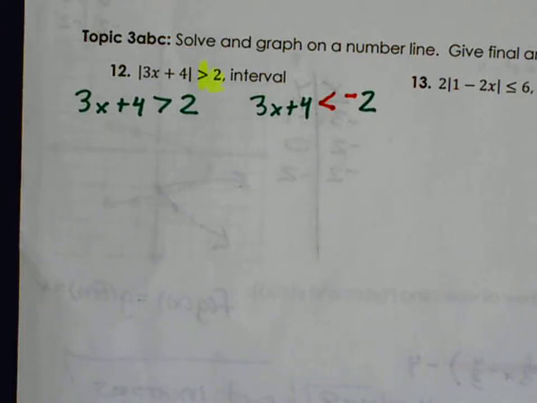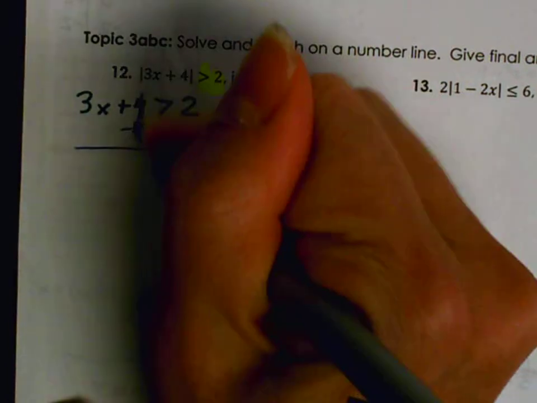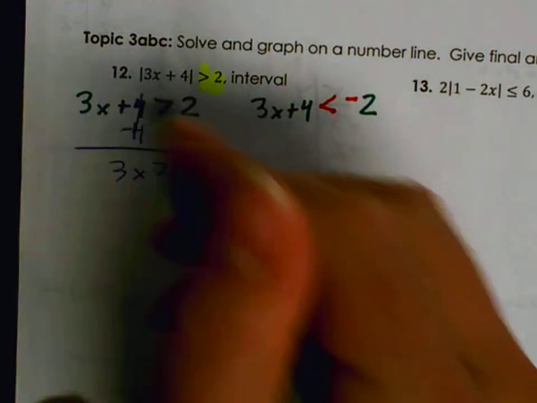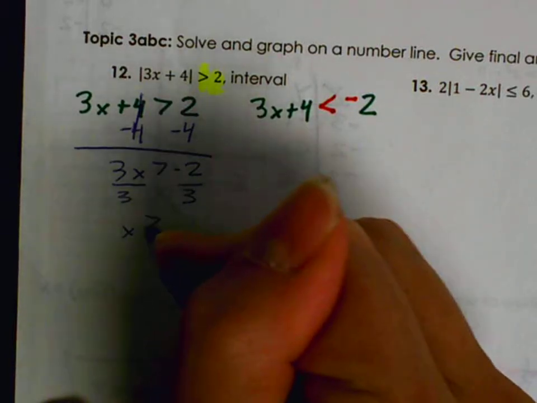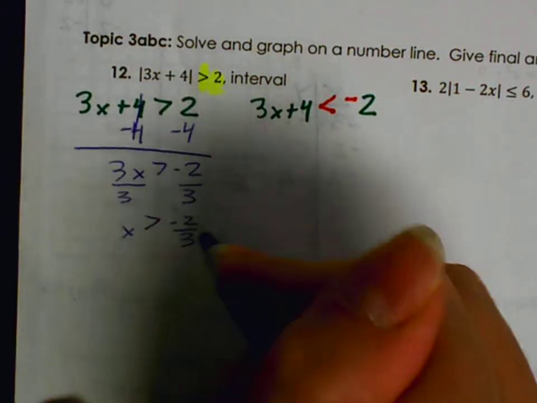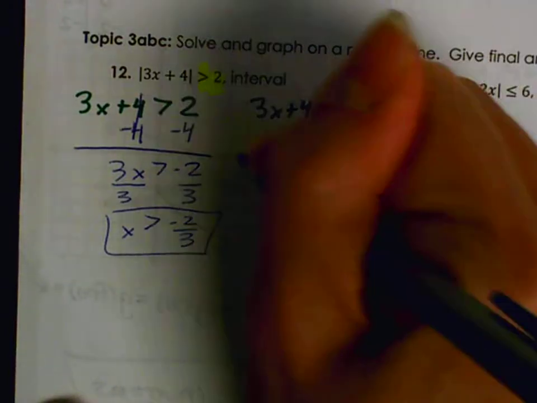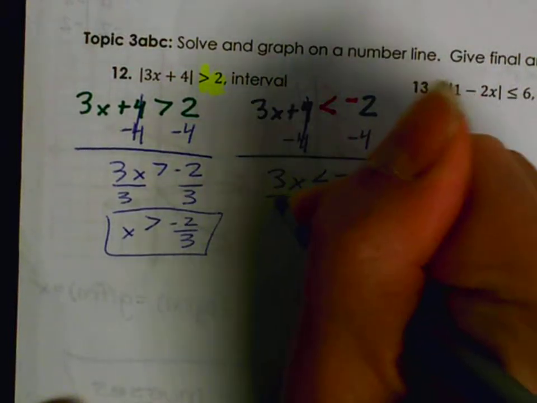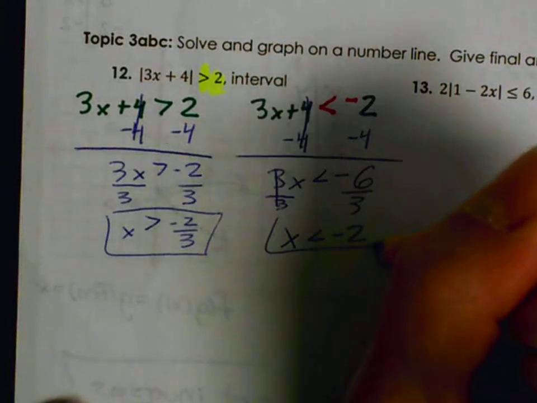So now I'm just solving inequalities. Of course I'm going to do my subtraction first. So I have 3x is greater than negative 2. Then divide both sides by 3, and I get x is greater than negative 2/3. My second one over here, I also subtract 4 from both sides. That gives me 3x is less than negative 6. Divide both sides by 3, and I get x is less than negative 2.